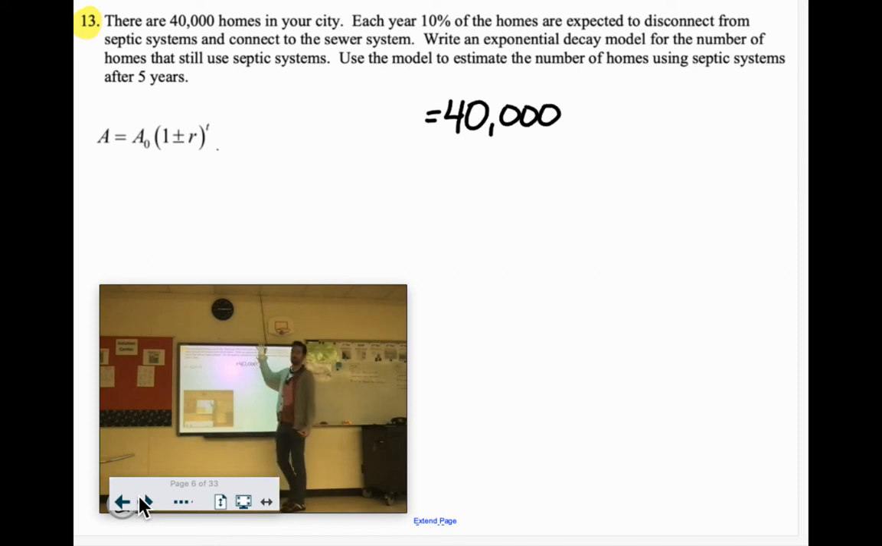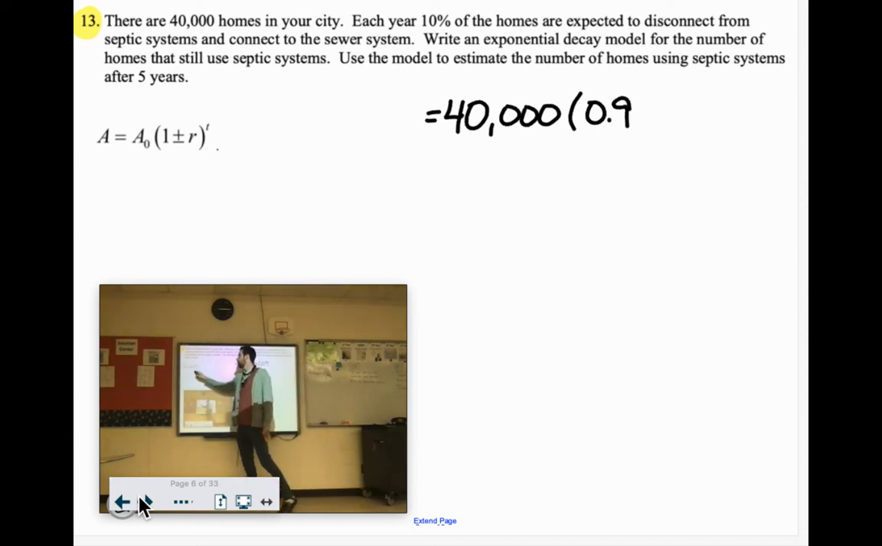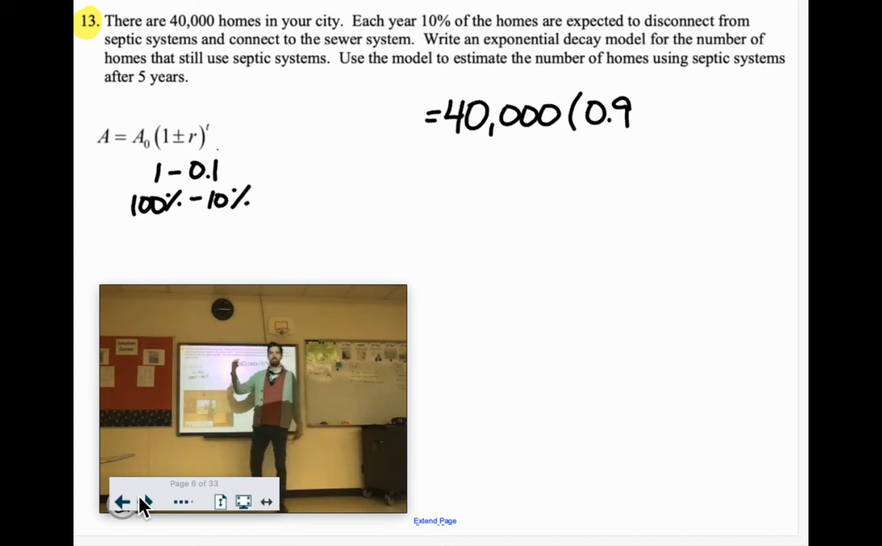Now, 10% are dropping off here. So if you did 100% minus the 10% decay, that gives you 90% of the people each year. So in decimal form, that would be 0.9, right? Because that's the 1 minus 0.1, or 100% minus 10%. Because 10% are disconnecting every year. The exponent is t in time, so we want to know when it's going to be 5 years.